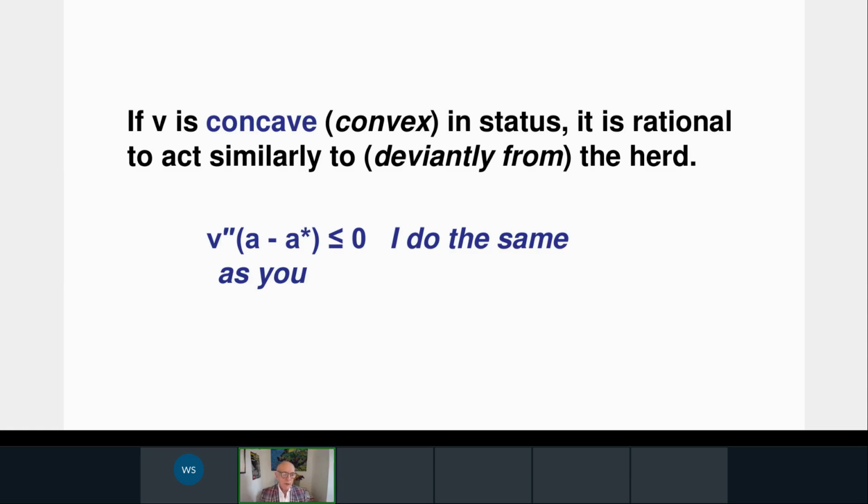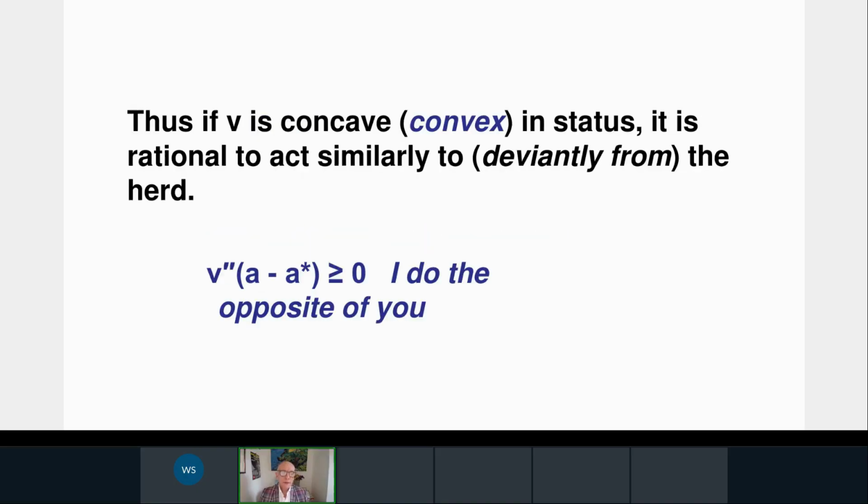If the V part of my utility function, which is my concern over status, is concave from below, then I will be a herder. If I'm a different sort of person and I have convex utility over status, an accelerating function, you might say, then I will be an anti-herder. I will stand against the crowd on purpose.